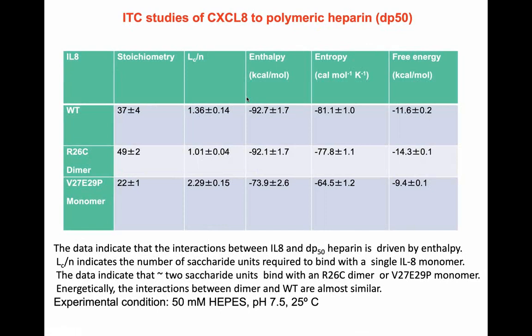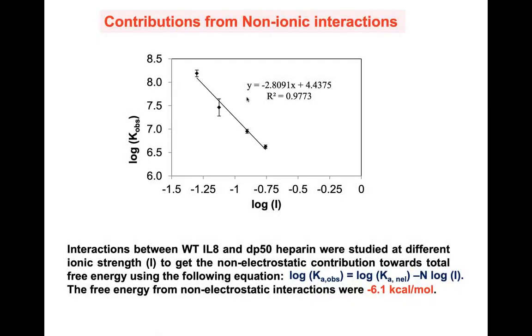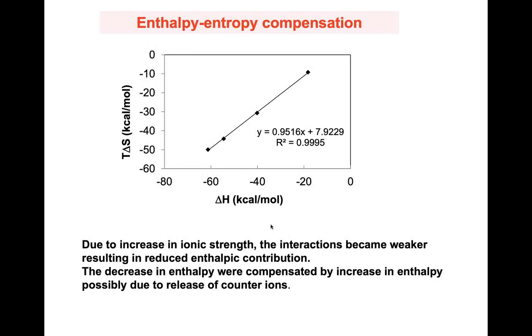I'm not going to spend too much time here. Anyway, the bottom line is that we can get the enthalpy and entropy contributions, and by doing experiments as a function of ionic strength, we can get insights into non-ionic interactions, so-called packing interactions, which are quite substantial, like -6 kilocalories. We can also get the relationship between enthalpy and entropy, the enthalpy-entropy compensation, if you're really interested in the details and from the drug design perspective.